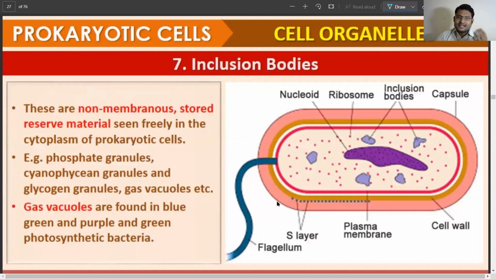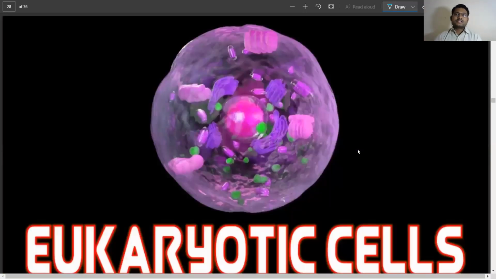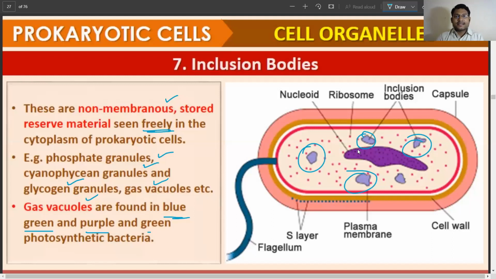Now there is another structure called inclusion bodies. These are non-membranous, and they store reserve food materials, and they are available freely in the prokaryotic cells. For example, you have phosphate granules, cyanophycin granules, glycogen granules, and gas vacuoles, mainly for storage of materials. Gas vacuoles are also seen in blue-green and purple and green photosynthetic bacteria. As you can see, these are the inclusion bodies, mainly for storage functions. So that, my dear students, completes our understanding and discussion on the prokaryotic cells.